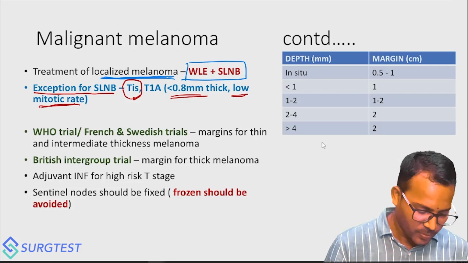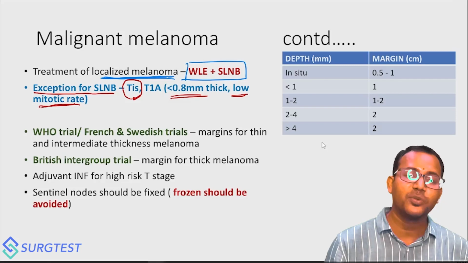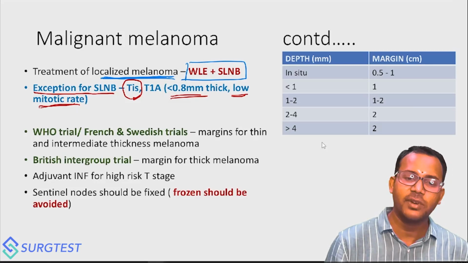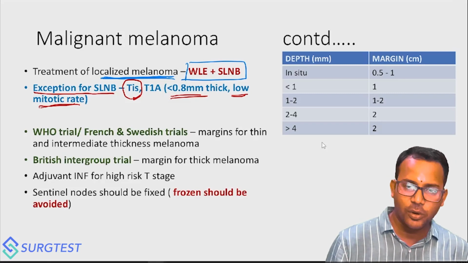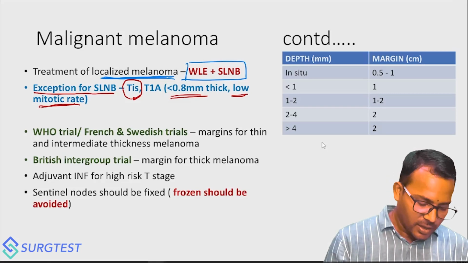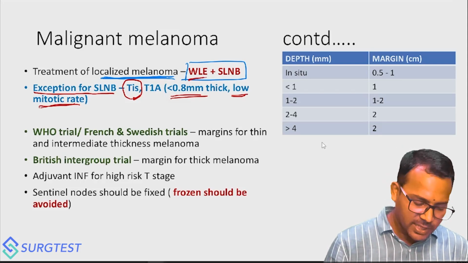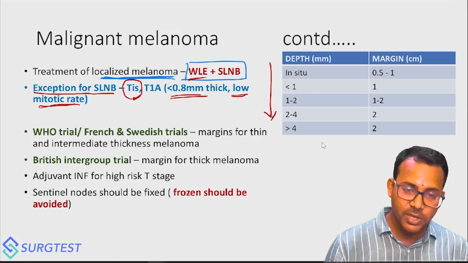Okay. With a high mitotic rate, that is more than 6 per millimeter square, the same T1A lesion, you need to do sentinel node biopsy. Okay. Coming to the margins for this wide local excision, you see, based upon the depth, your margin changes.